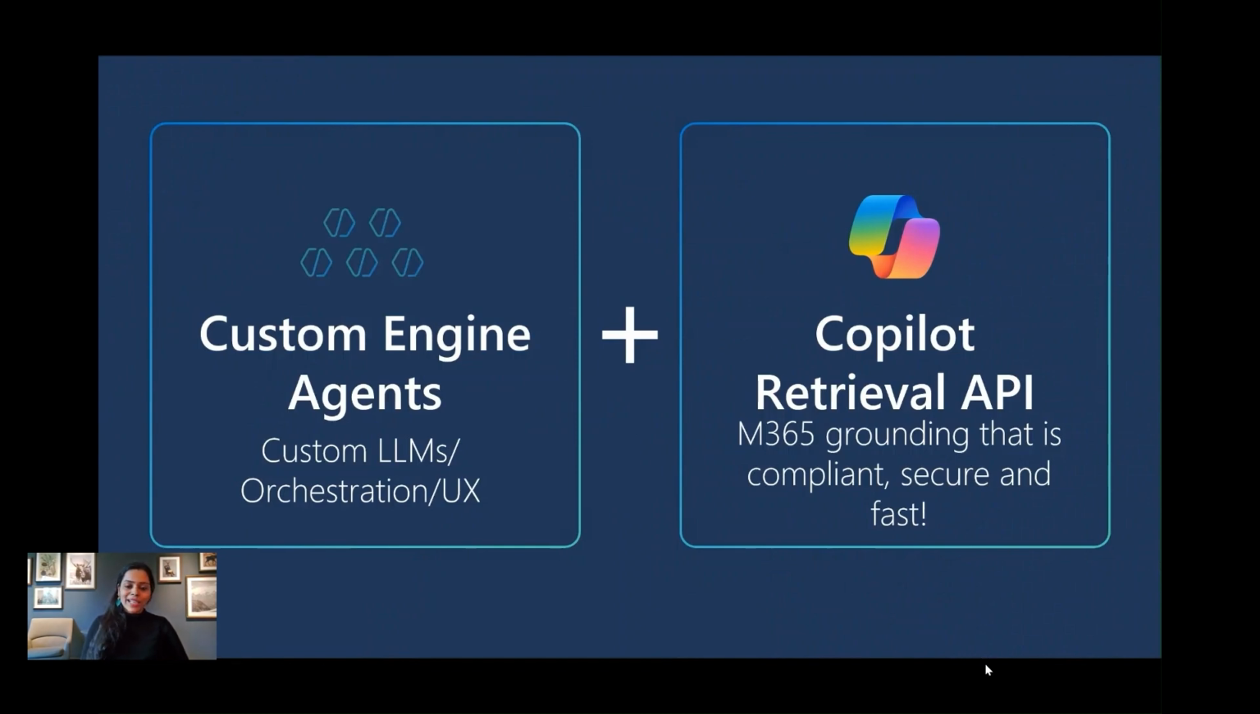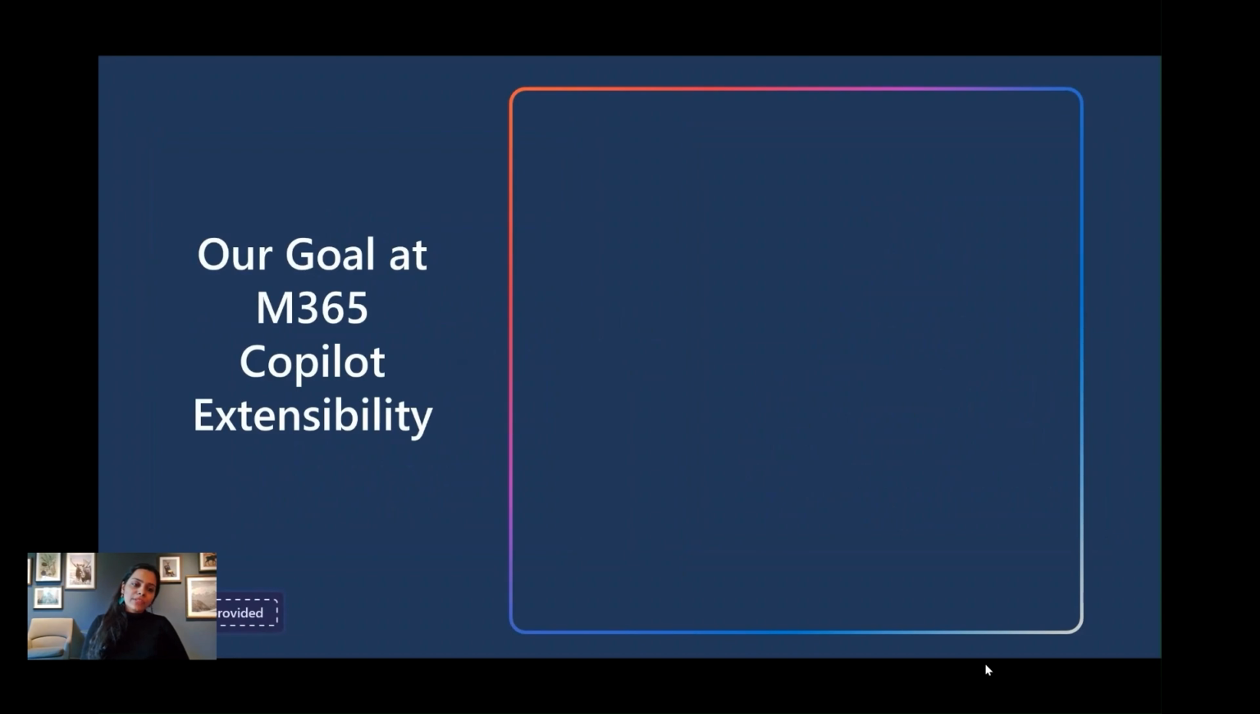But let's take a step back and understand the importance of this pro code path in the world of Copilot extensibility. At Microsoft 365 Copilot Extensibility, our goal is to offer you, the developer, as many options as possible when you are extending Copilot. Custom engine agents are our pro code offering for this flexibility.